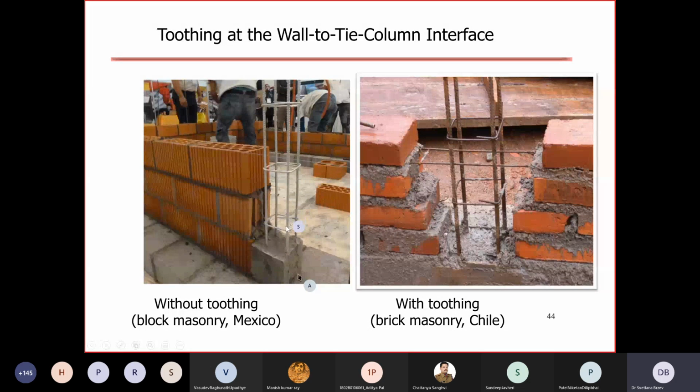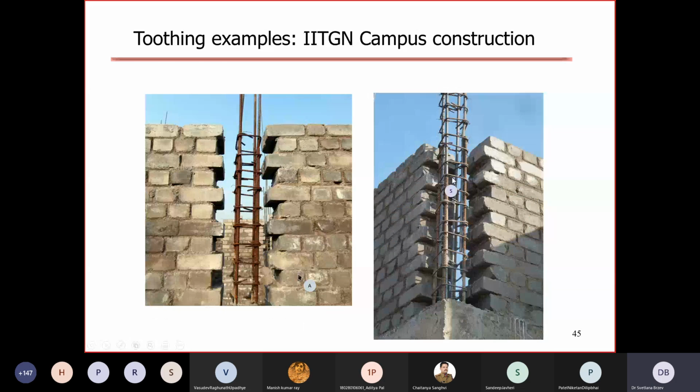I believe the ties are welded, or I think they're just somewhat tied, somewhat connected. I'm not sure 100%. The other option is this photograph from Chile, where they use bricks, and so you can see toothing plus this horizontal reinforcement. That is also interesting. And also what is interesting is that toothing is provided for 2 bricks, 2 bricks high, and then there will be another 2 bricks on the same level. Yeah. This is from IIT Gandhinagar. You can see toothing, how it was done for each brick. They had the toothing, and this is at the wall intersection.